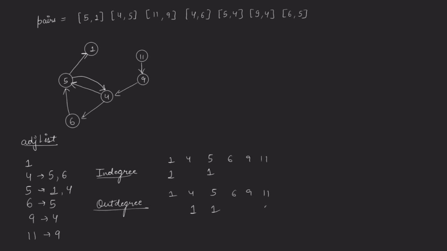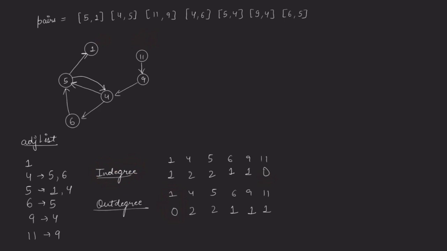Then 11 to 9. So here 1 and here 1. Then 4 to 6. So this will become 2 and this will become 1. Then 5 to 4, so this will become 2 and this will become 1. Then 9 to 4, so this will be 1 and this will be 2. And then 6 to 5, so this will be 1 and this will be 2, right? And these will be 0. The in degree of 11 is 0, there is no incoming edge, and the out degree of 1 is 0, there is no outgoing edge. So this is how our in degree and out degrees look like.